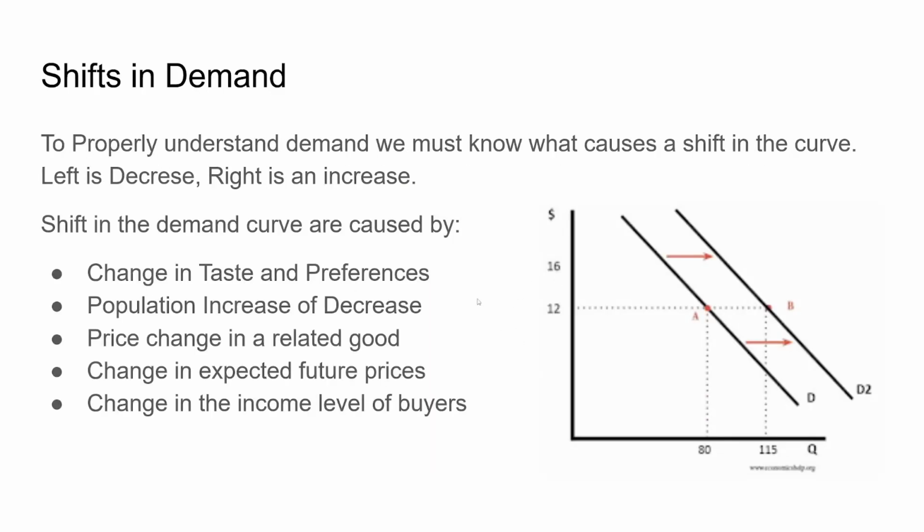Shifts in demand. So, the demand curve can shift to the right or to the left. Right is an increase, left is a decrease. Shifts are caused by a change in tastes and preferences, population increase or decrease, price change in a related good, change in expected future prices, change in the income level of buyers.